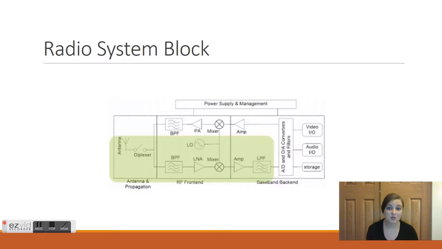KI5 will cover this highlighted section in green, which is the receiving side of the antenna, going through the diplexer, a bandpass filter, low noise amplifier, mixer, another amplifier, and then finally to go through the low pass filter.